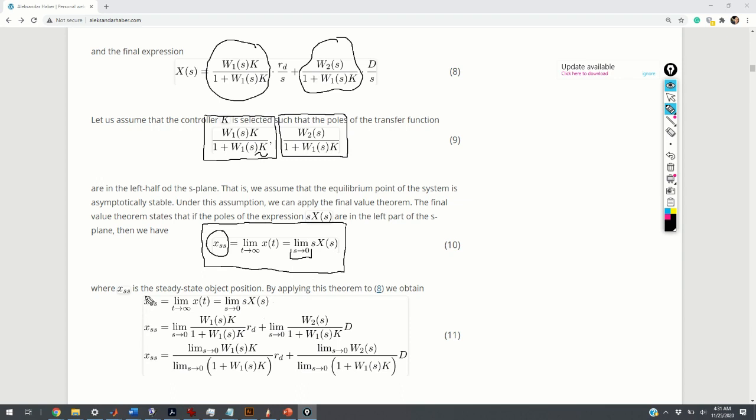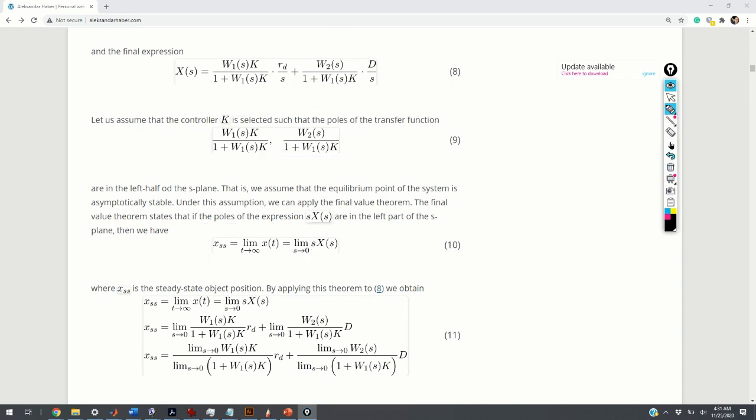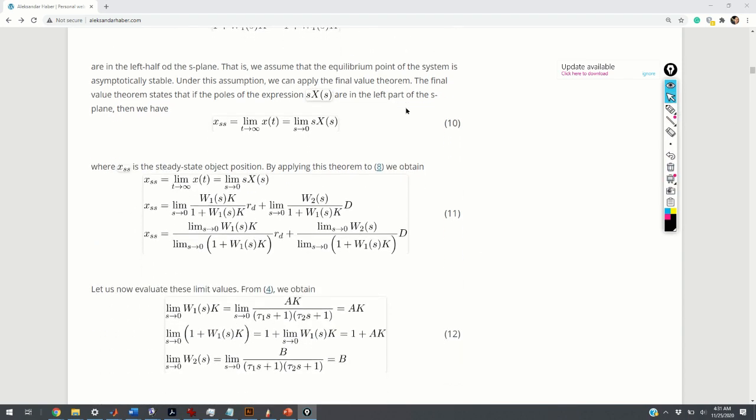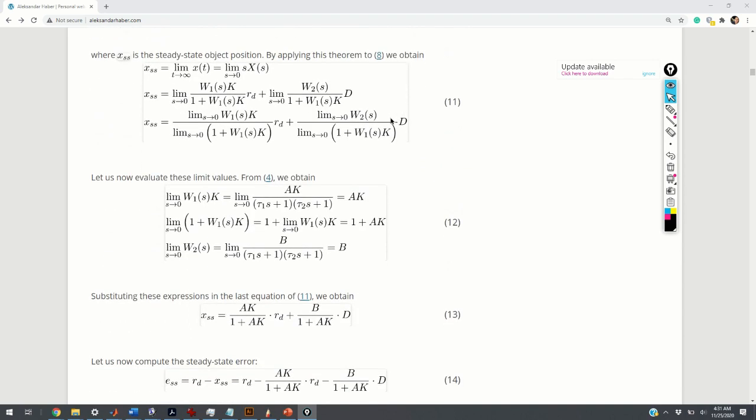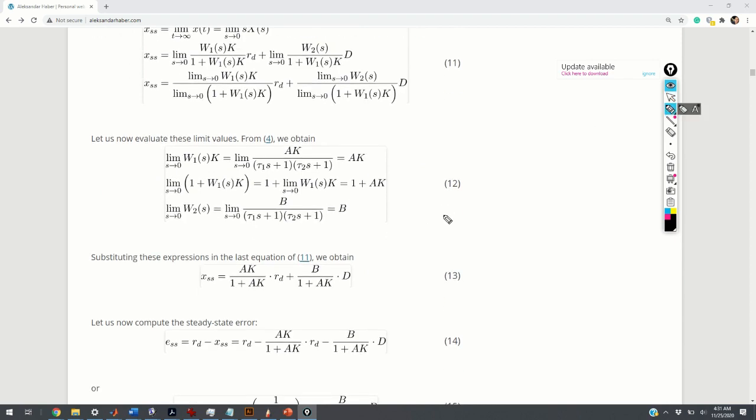Now, let us compute these limit values. If we substitute equation 8 in equation 10, do a little bit of calculations, and recall the basic rules of computing limits of rational functions, we will obtain our final expression, the fundamental expression in control systems. It is summarized by this equation.